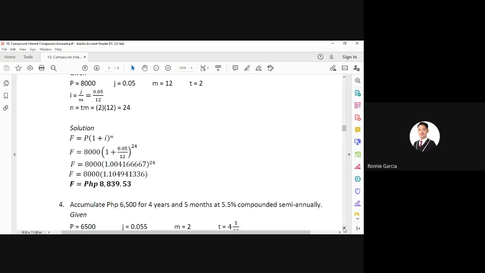Anyway, here's number 4. I will read for you. Accumulate 6,500 pesos for 4 years and 5 months. So, naay mga inaani nga mga problem no nga naay butal. Diri mat-test kung kabalo ba ta mo convert sa month into year. At 5.5% compounded semi-annually. So, pila na daw ang value sa 6,500 after 4 years and 5 months kung ang iyahang interest rate is 5.5% compounded semi-annually for the compound interest.